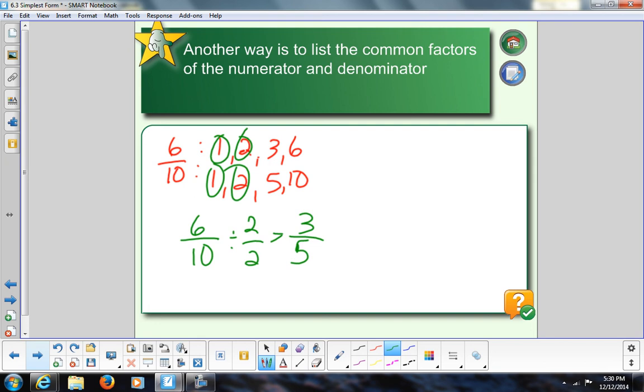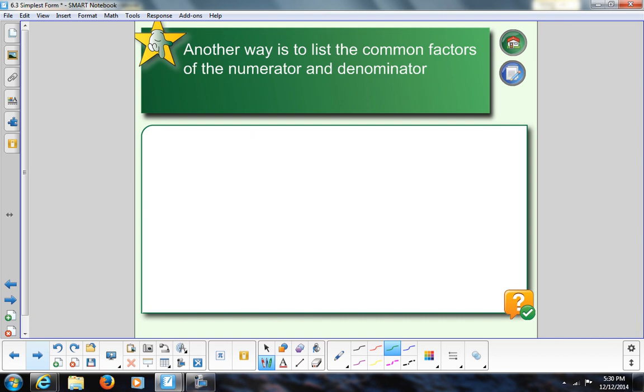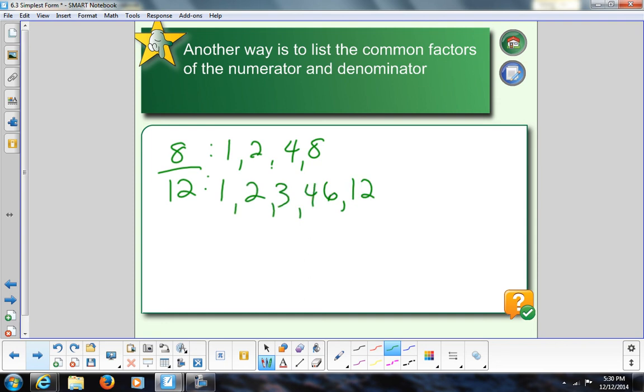All right, let's try another one using this method. Let's try 8 and 12. Okay, let's list the factors of 8. So we have 1 and 8, 2 and 4. How about 12? We got 1 and 12. Oh, we're going to have more than that. Let's scoot this over some. 1 and 12, 2 and 6, 3 and 4.